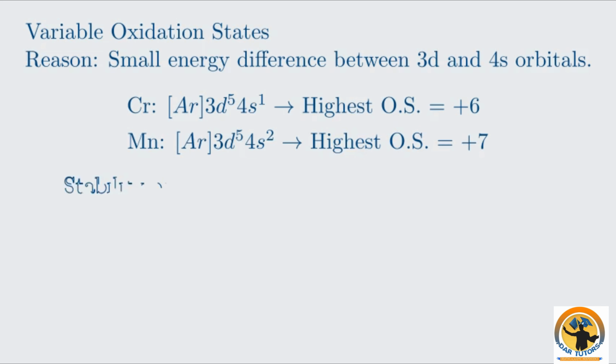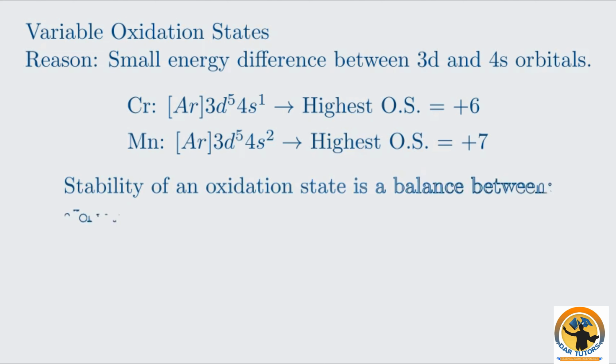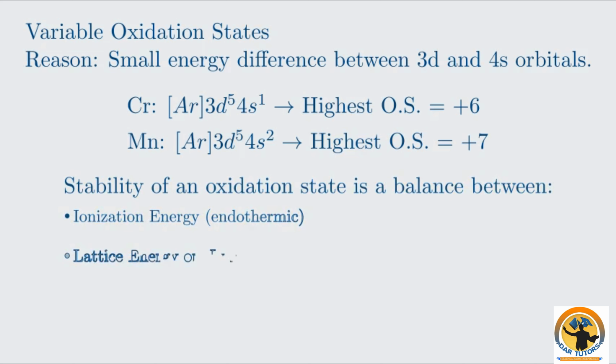The stability of an oxidation state is a balance between the endothermic ionization energy required to form the ion and the exothermic energy released when the ion interacts with its surroundings, either as lattice energy in a solid or hydration energy in solution. A higher charge on the ion requires more energy to remove electrons, but is offset by a much larger release of energy during lattice formation or hydration. This is why ions like Fe3+ can be stable even though it takes a lot of energy to remove that third electron. We can see the effect of this in an experiment.